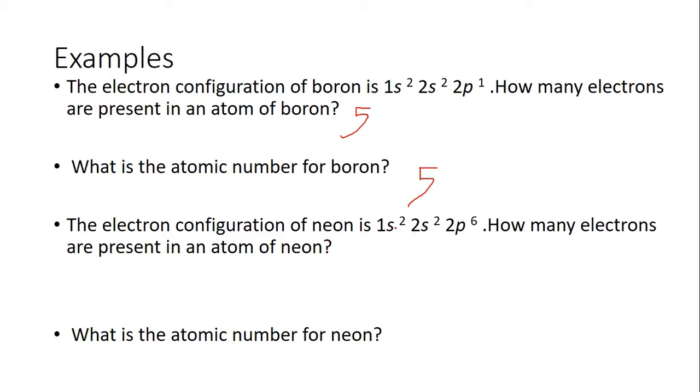Now, if we have this one, 1s2, 2s2, 2p6, how many electrons are present in this atom of neon? So you should be adding these superscripts that tell you the number of electrons. These numbers in front are telling you the ring or the energy level, and these are just telling you the sublevel. So 2 plus 2 plus 6 is a total of 10 electrons. And lo and behold, if you recognize that as a 10, it's a Halloween 10. It's scary. I should have done it in orange. Woo! All right. That's the atomic number for neon. It has as many protons as electrons because it's a neutral atom.